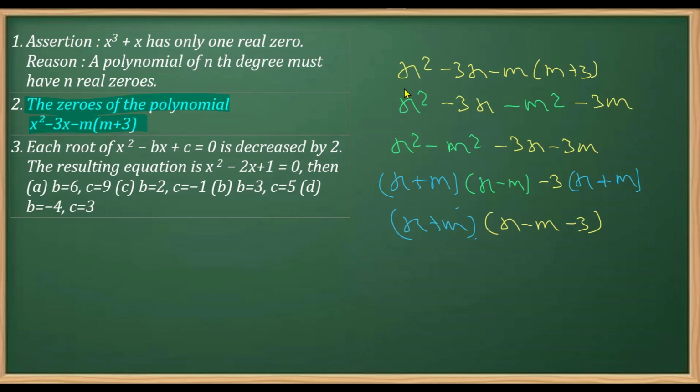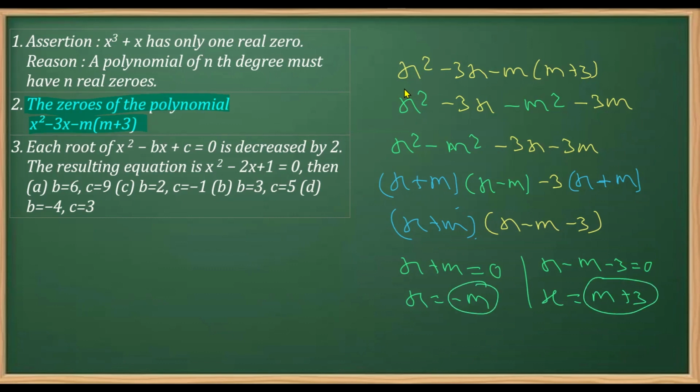Now, as you know, in order to find the zeros, we equate the factors with zero. So we'll get x is equal to minus m. And if I equate x minus m minus 3 with 0, we are going to get x as what? Minus m on the other side is plus, and plus 3. So we'll declare minus m and m plus 3 are the two zeros of this polynomial.